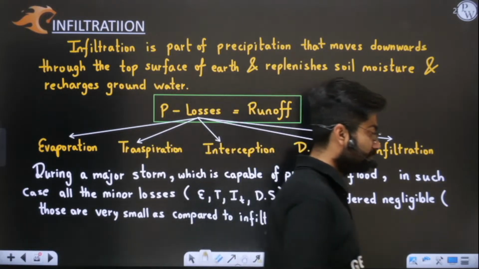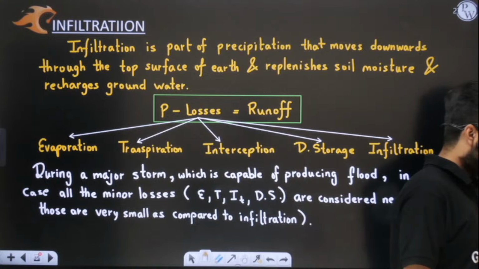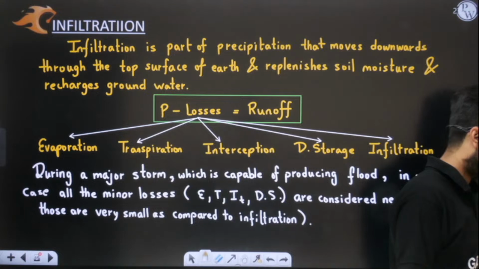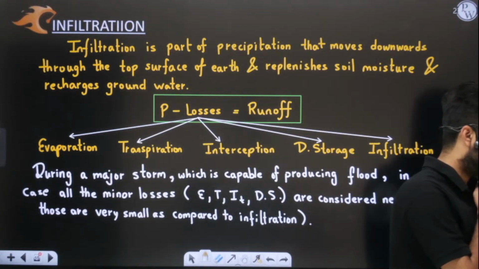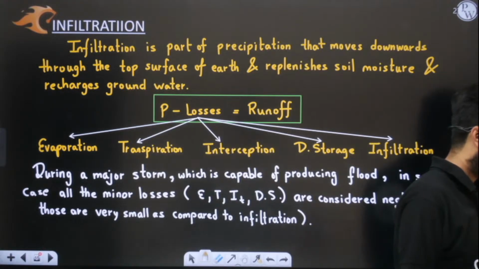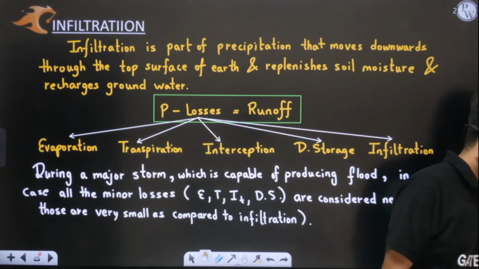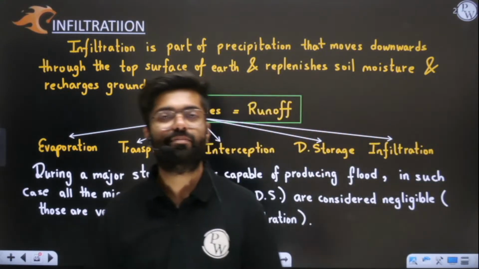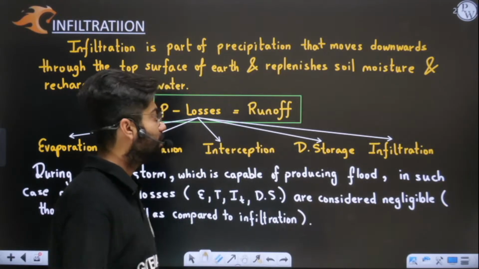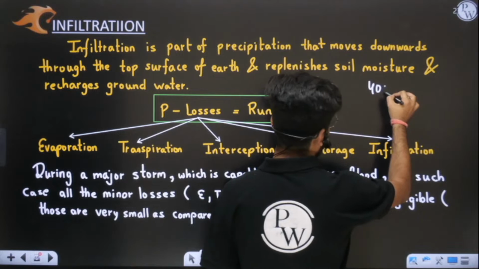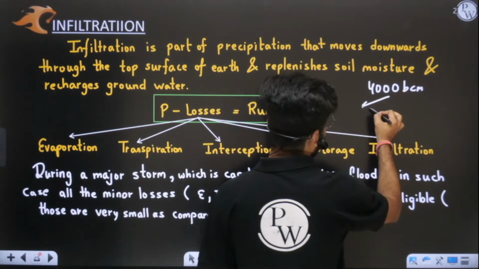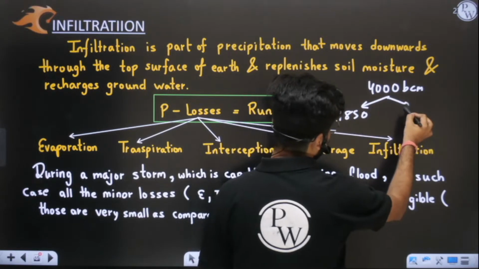Tell me. Sushil is asking one doubt here: out of the volume of precipitation, the maximum evaporates, but in the loss, infiltration is the measure, how? Okay, dear Sushil, you are absolutely correct. You have asked a very good question. See, in India, 4000 BCM rainfall is there, around 1850 remains, and 2150 goes away.